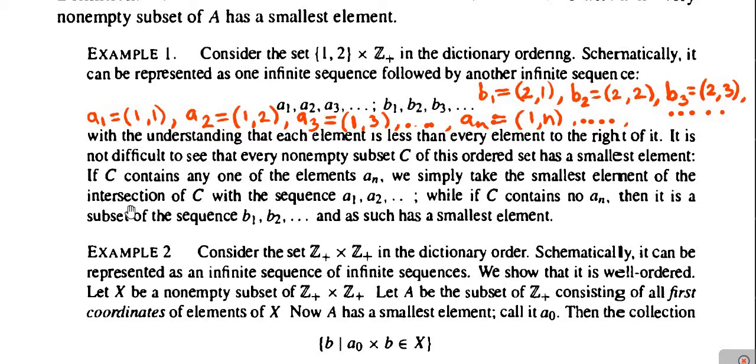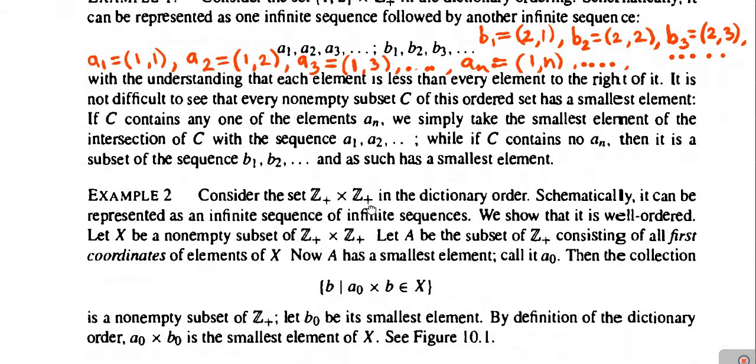Next, if C does not contain any element from A1, A2, A3 and so on, then definitely it will contain only B's, meaning B1, B2, B3 and so on. Then whichever is leftmost among them will be the smallest element of the set C. So definitely the set, which is the Cartesian product of the set containing 1, 2 with Z plus, that is the set of positive integers, is well ordered, as every non-empty subset has the smallest element. Therefore this set is a well ordered set.